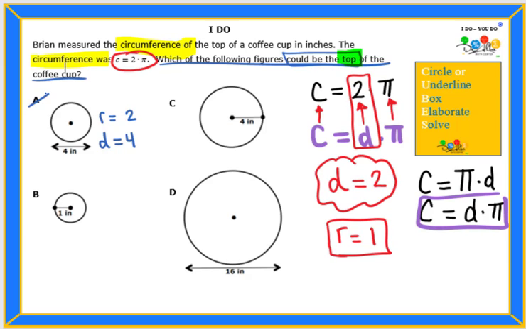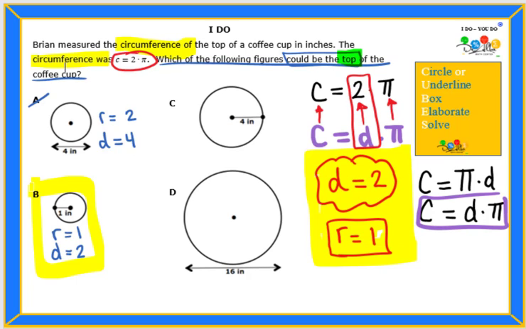So let's look at letter B. It says from the center to the edge of the circle is 1, so that would be my radius. So my radius is 1. And if the radius is 1, the diameter is 2 times 1, which would be 2. The radius is 1, the diameter is 2. This matches the information that was given to me for the circumference. This is my circle. I'm going to check the other ones just because I want to review radius and diameter.